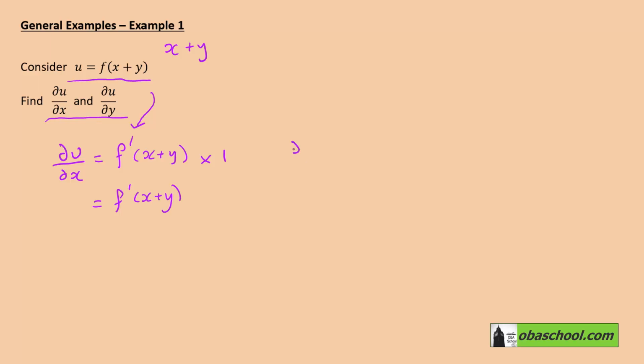In the same way, du dy would be equal to f dashed x plus y, where this time f dashed is the differential with respect to y, multiplied by the differential of the inside function with respect to y, which again is just 1, and therefore what we have is f dashed of x plus y.